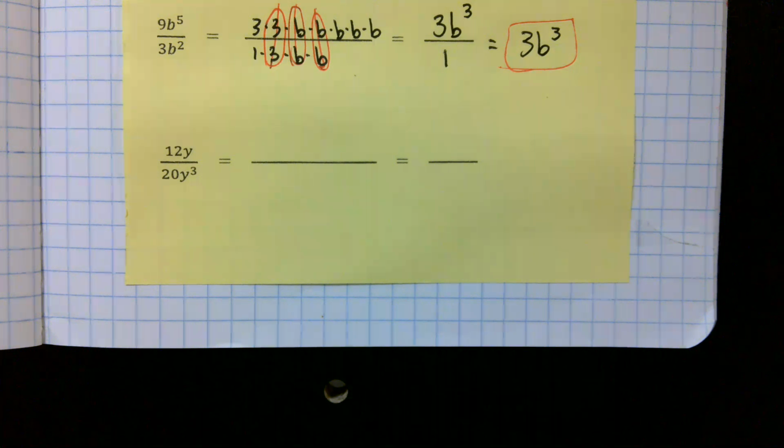How many y's do I have on the top? Do you see a y? I've got 1, right? Because 3 times 2 is 6, 6 times 2 is 12, times 1. Good. Now 20, right, is 10 times 2. Okay, and then we can break 10 up into 2 times 5.